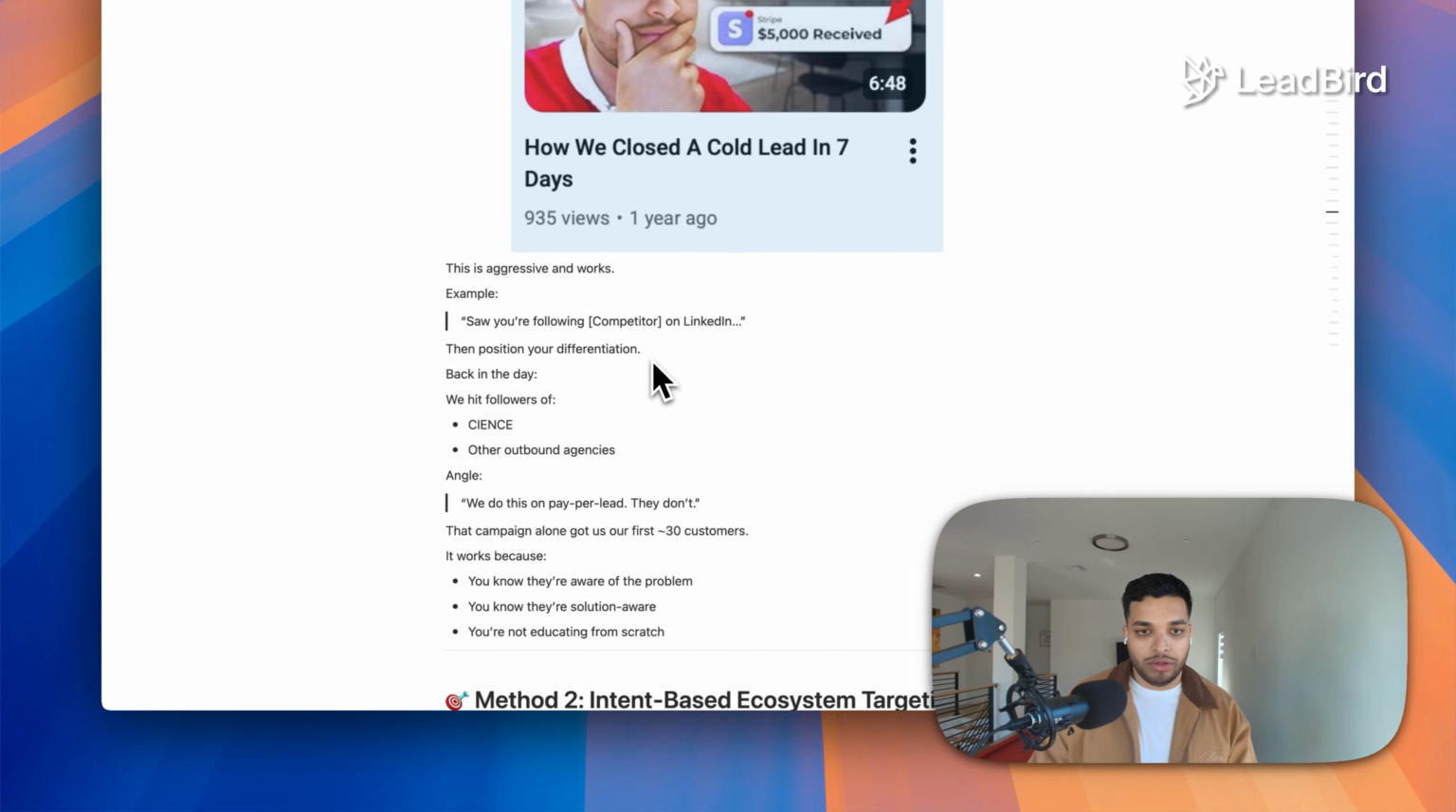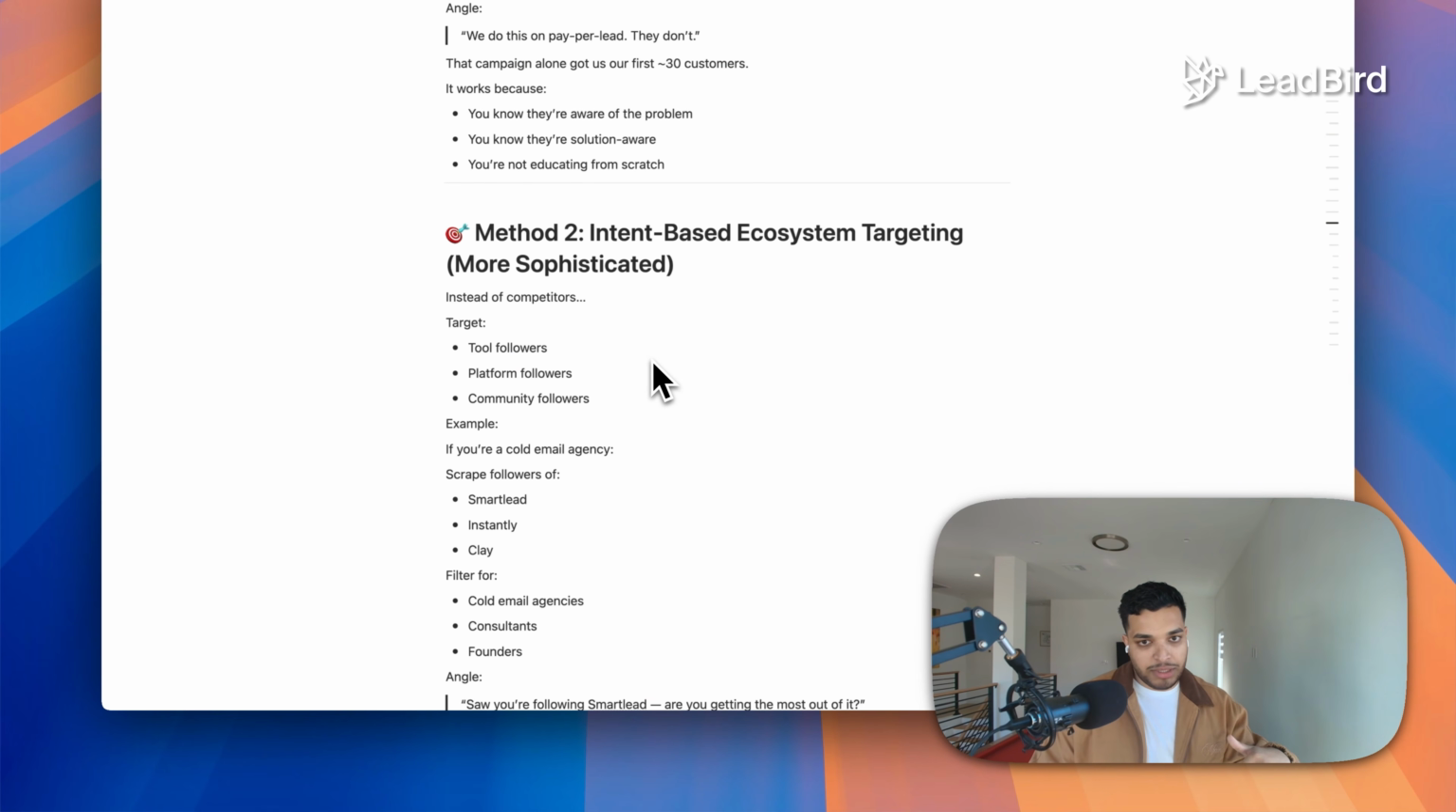That's one way of doing it, literally calling out who they're following and then making sure that you put in your value prop of what makes you different from whoever you're comparing yourself to, and then asking if they're interested in speaking. The other one is different. It's more like intent-based ecosystem targeting.